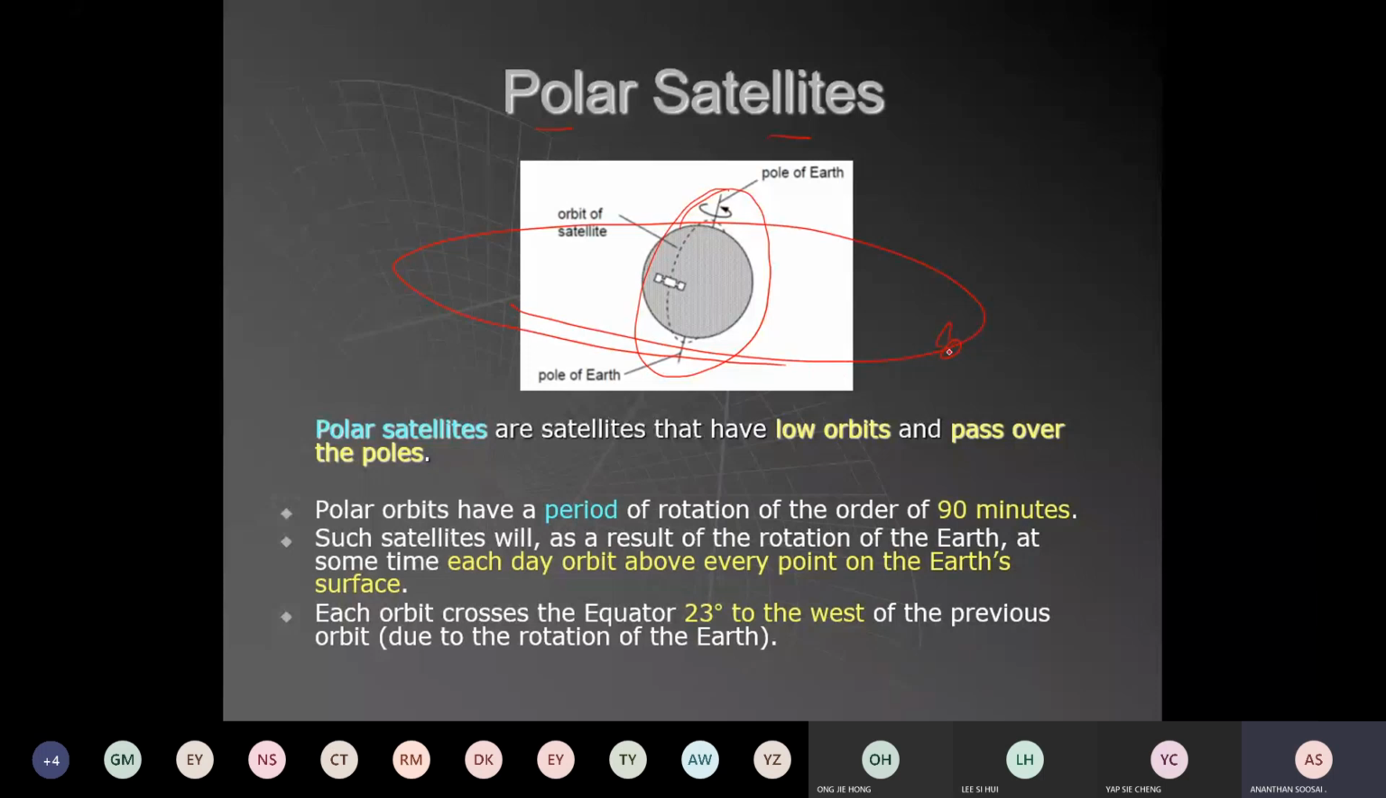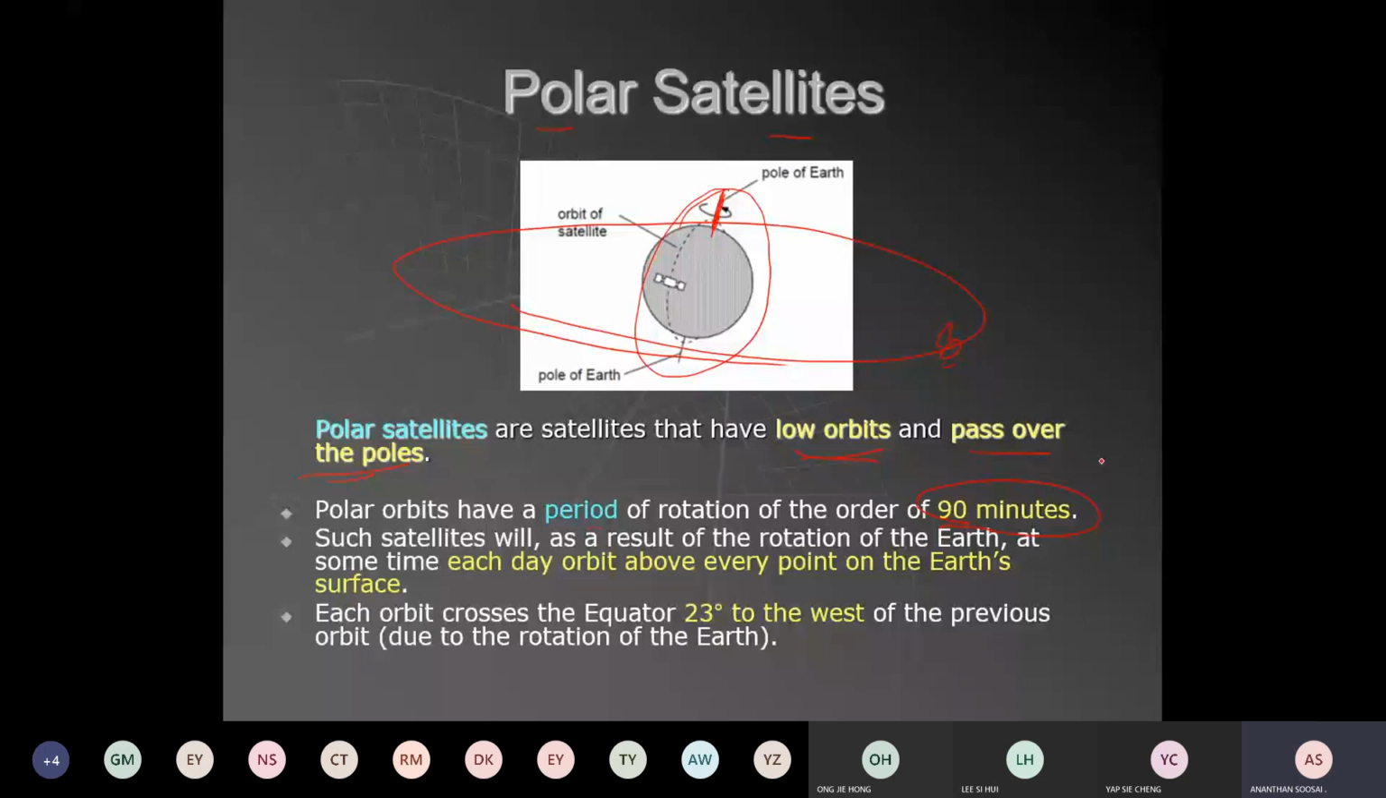What do you call the orbit? Okay, geostationary is very far away. But a polar orbit satellite goes north to south pole, and it's very close to the surface of the Earth, just above the atmosphere. Polar orbit satellites have very low orbits and pass over the poles. They have a period of only 90 minutes. Only 90 minutes.